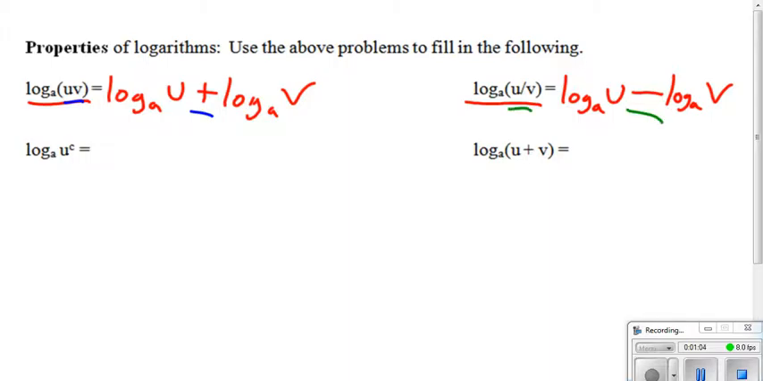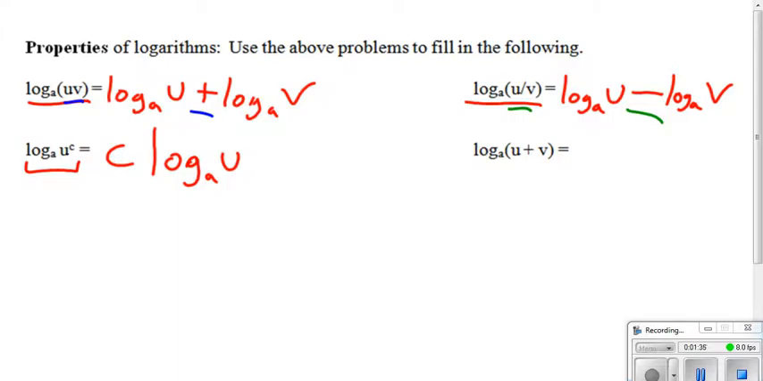Now this last piece here: if we have log base a of u to the c power, we can take that power, that c, and bring it out front and say c times log base a of u. It'll be helpful in converting from one thing to another. Essentially it's saying c times this whole amount would be the same as log base a of u to that c power.